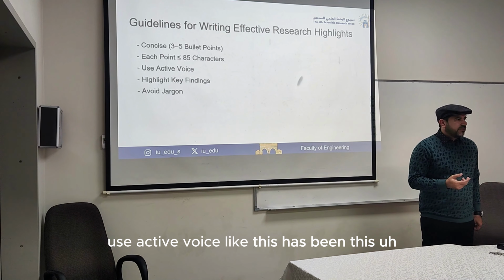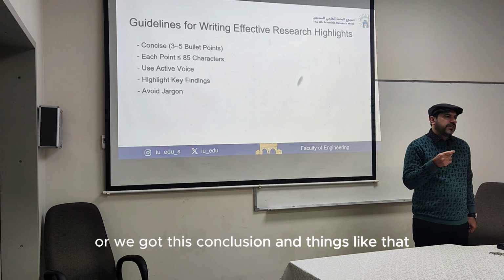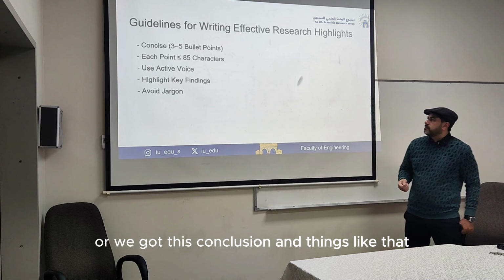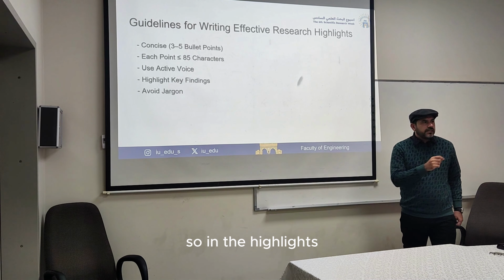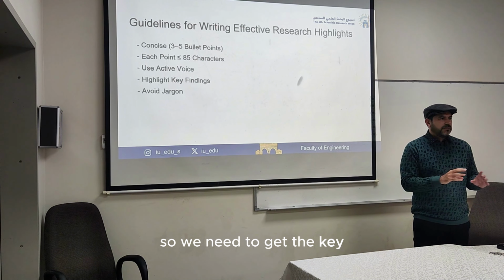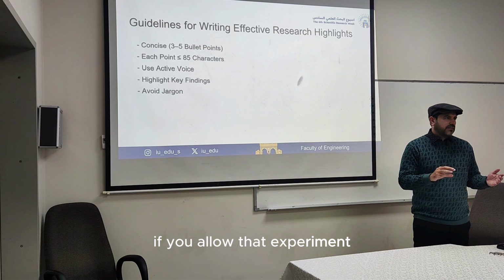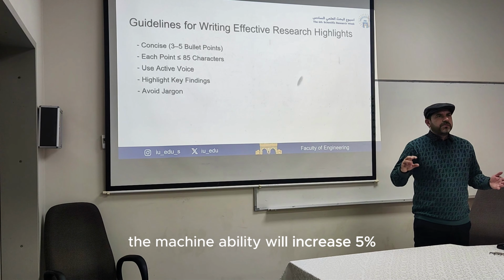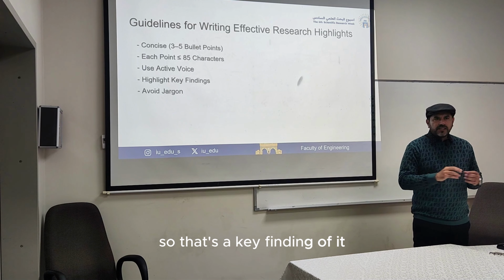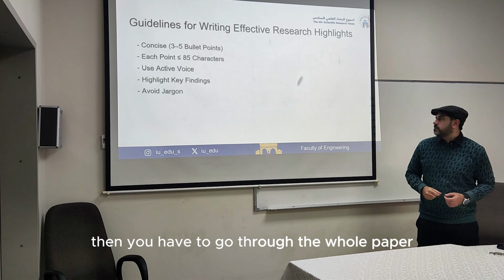Use active voice, like "we did this thing" or "we got this conclusion." Highlight the key findings. In the highlights, we need to get the key results, the key findings. If you allow that experiment, the machinability will increase 5%. That's a key finding of it. How is it increased 5%? Then you have to go through the whole paper.